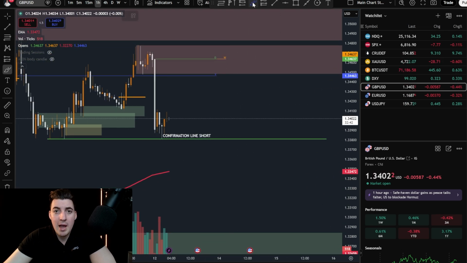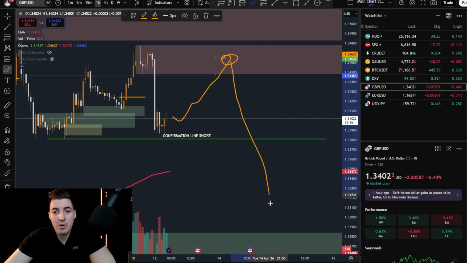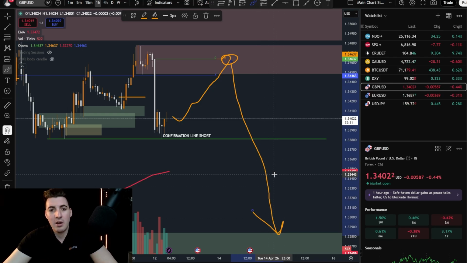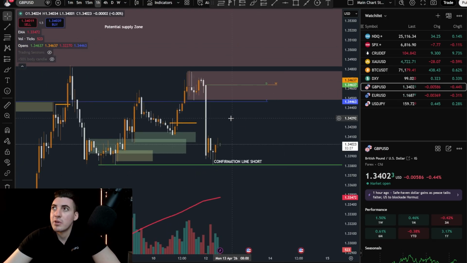What also might happen is that the price retraces back into this tap-in short zone before pushing aggressively back down. Again, this relies a lot on what's happening in the Middle East. The peace talks have broken down, and that is why we've seen this huge push into the downside.